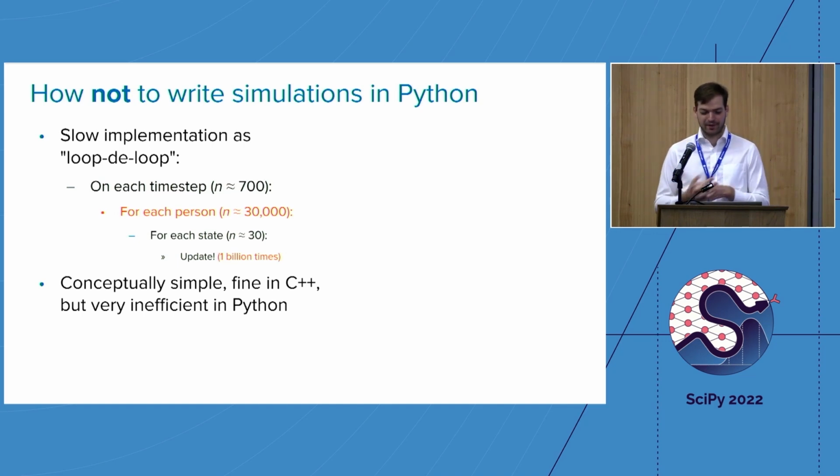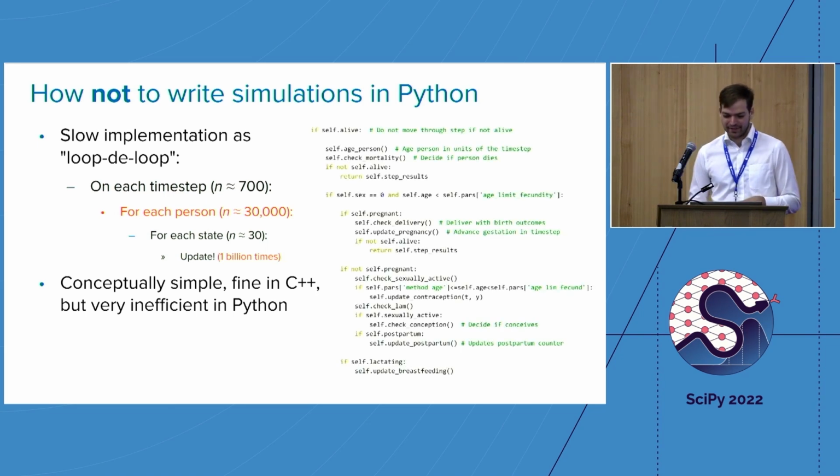So in this example, which is actually a family planning model that we developed based on our COVID model, Covasim, we want to have monthly time steps, about 70 years, so this is on the order of 700 time steps, about 30,000 agents, 30 different states, so that's 1 billion update steps. This is really slow. I love Python, I'm sure you all do too, but this is really slow to do in Python.